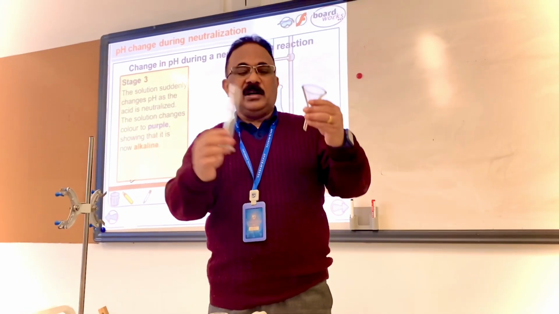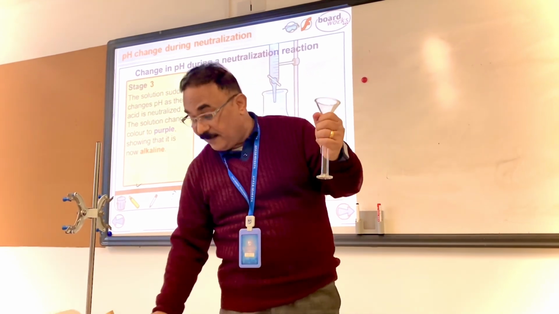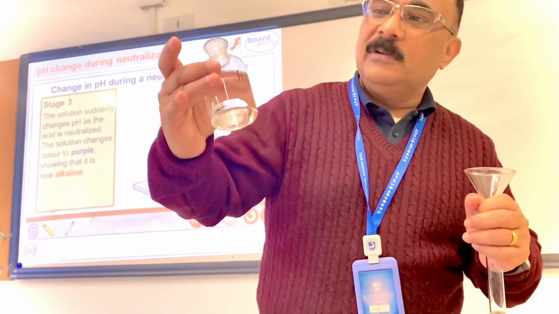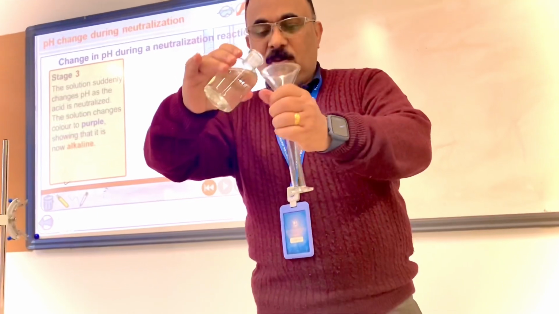This is a measuring jar and this is a funnel. So now what I'm going to do is take 5 ml of this hydrochloric acid. Okay, so it will be 5 ml of this dilute hydrochloric acid. So let's do that.